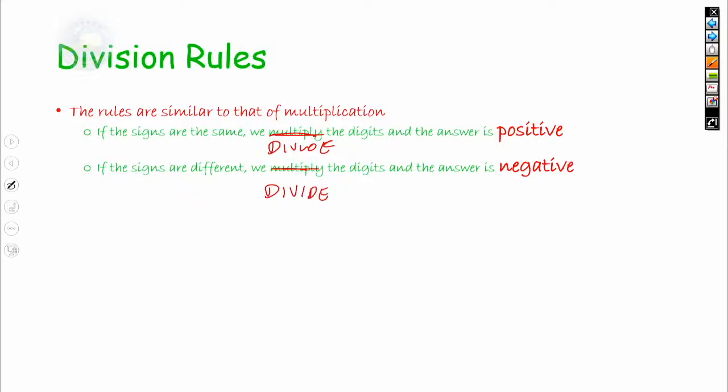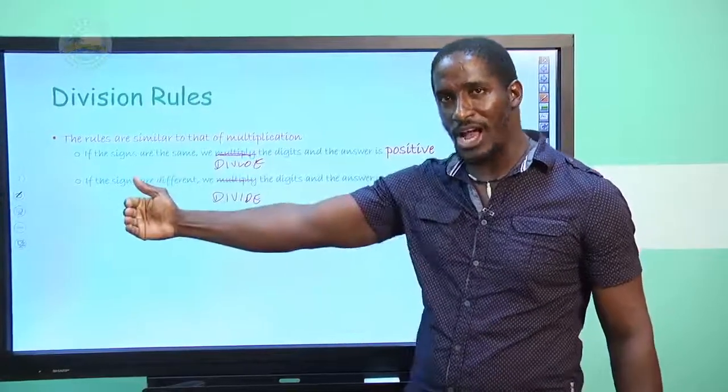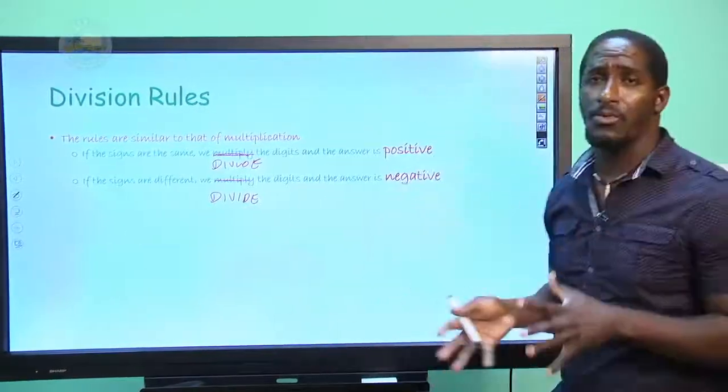So we are saying for division, the rules are if the signs and the numbers are the same, we divide and the answer is positive. If the signs are different, we divide and answer is negative. So I like to separate my rules into just basic two groups. The rules for addition and subtraction and the rules for multiplication and division. Because the rules are there about the same.